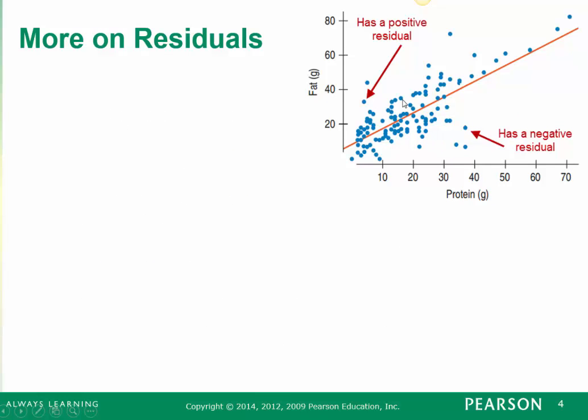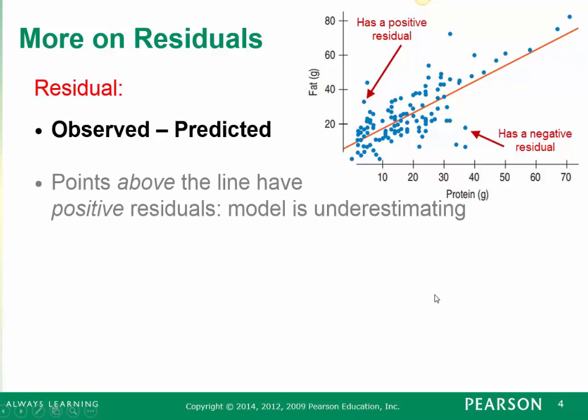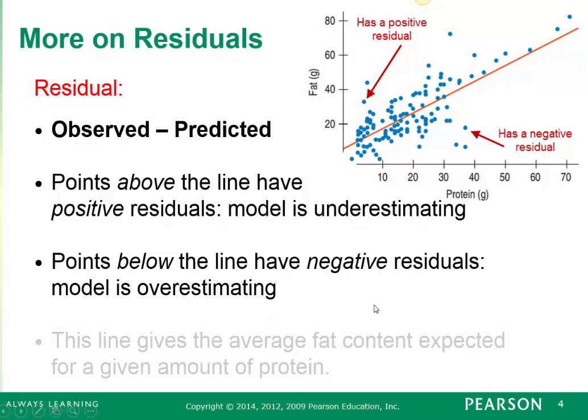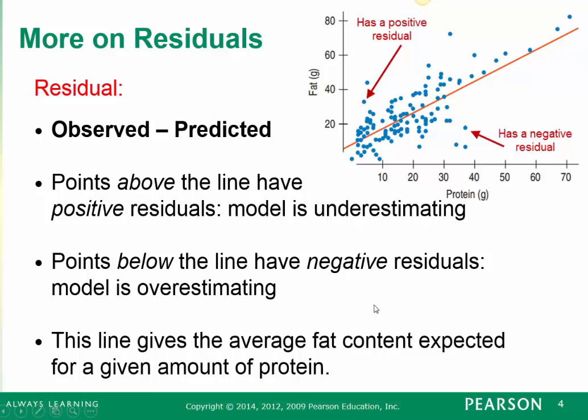And another thing to talk about with residuals, if the point is above the line, then that means it's a positive residual, and it means that the line is underestimating. And if the points are below the line, those are going to have negative residuals, because again, remember the residual is calculated as the observed minus the predicted, then the line is overestimating, or the model. The line gives, in this case, the average fat content expected for a given amount of protein.